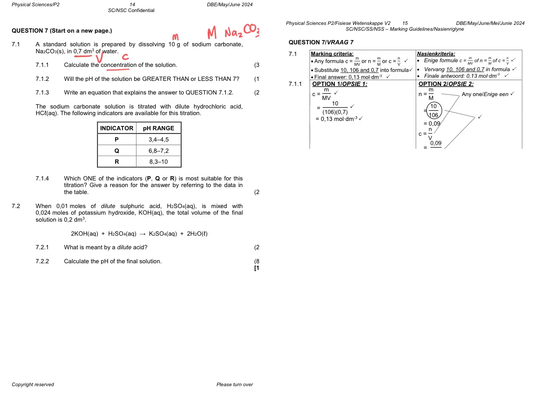So you want C, you were given M and you were given V, and you can work out molar mass. The molar mass of sodium carbonate is 106, because that is Na times 2 plus carbon plus oxygen times 3. So it's 23 times 2, 12, and 16 times 3. Then it asks for the pH of the solution be greater than or less than 7.